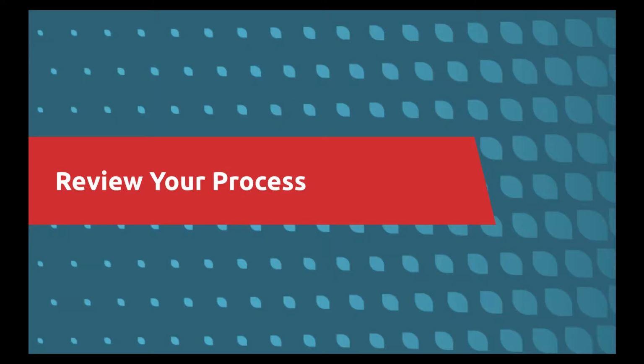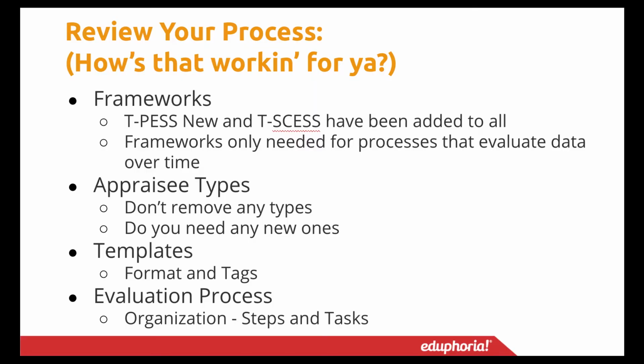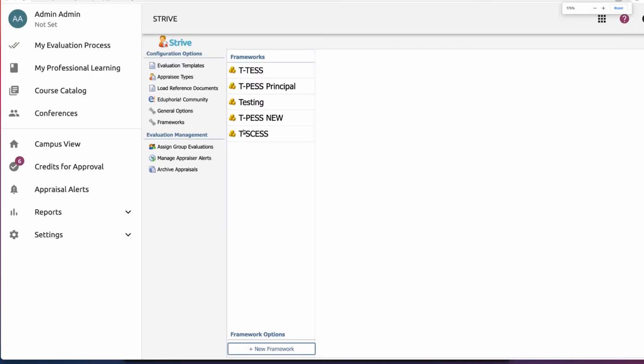So let's start with reviewing your process. There are several parts to the process. I like to say this is the how's that working for you section, because you want to look at what happened this year, what went well, what were your pain points, and what do you want to do about those. So I'm going to jump over to the application and look at frameworks first of all. And I just want to clarify a few things about frameworks when I go into the settings.